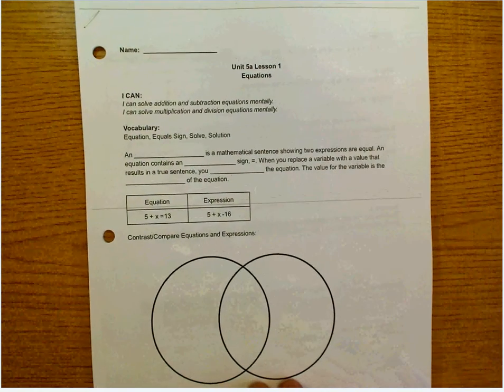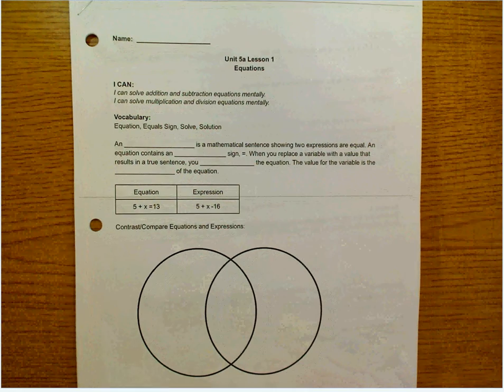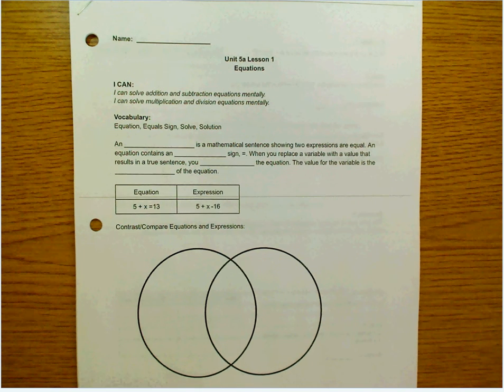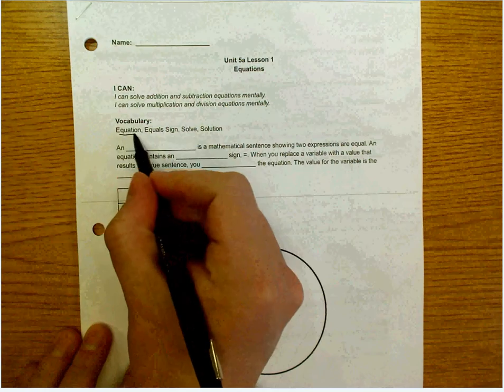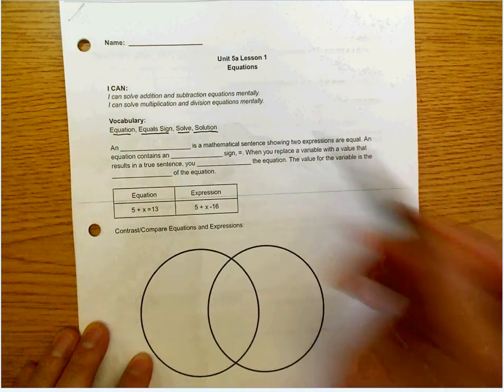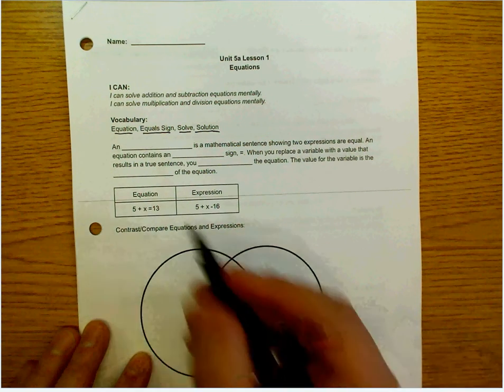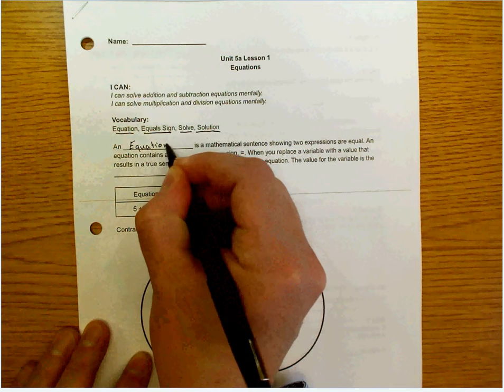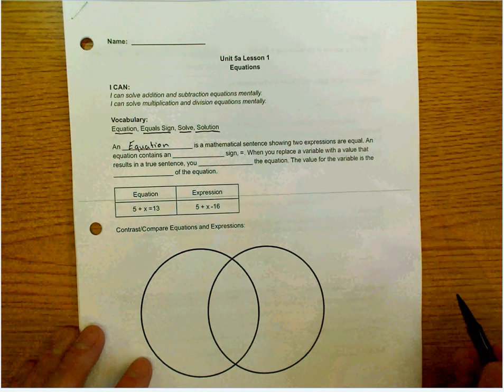Here are the notes for Unit 5, Lesson 1. Our targets are to solve addition and subtraction equations mentally and multiplication and division equations mentally. Here are 4 vocabulary words as we put into our spiral: equation, equal sign, solve, and solution. An equation is a mathematical sentence showing 2 expressions are equal.